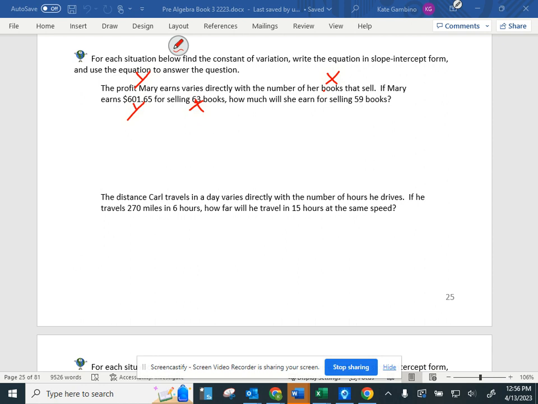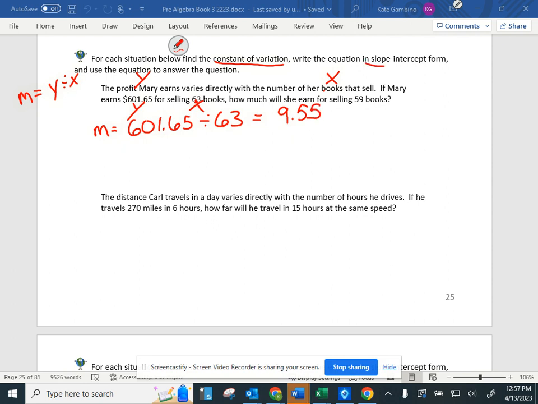Now, we need to find the constant of variation. How do I find my slope, the m, the constant of variation? All three of those mean the same thing. What do I have to do? So m equals y divided by x. So what math is that for this problem? And what do I get? 9.55.